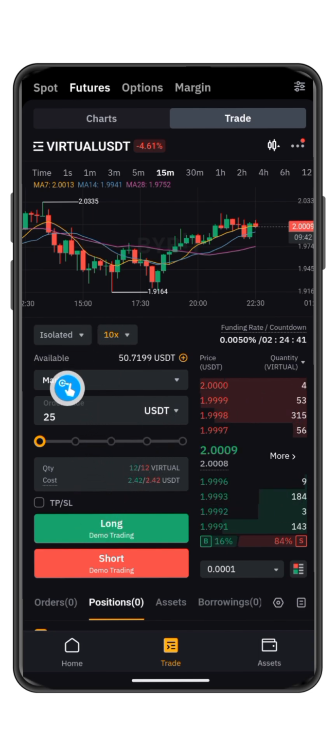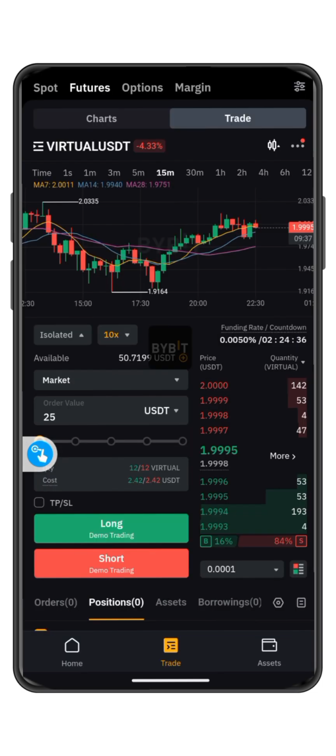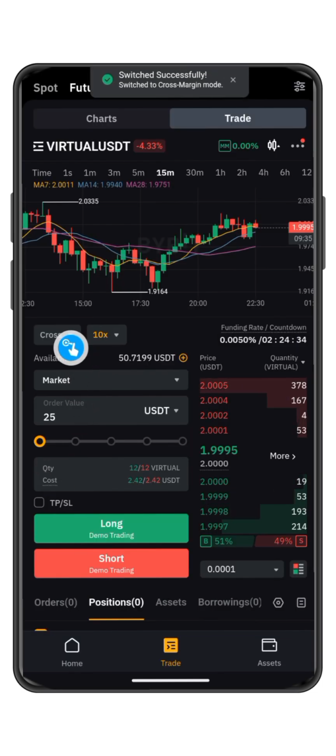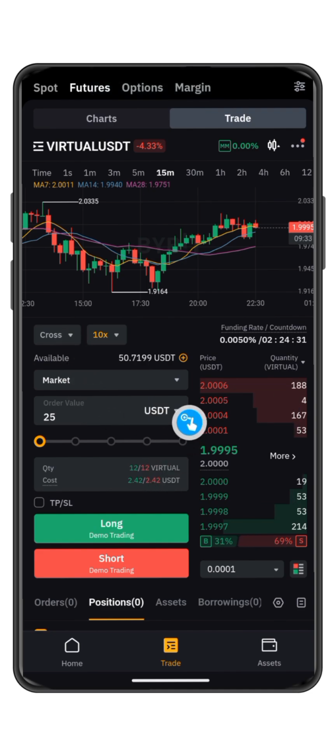But in cross margin mode, your entire balance would be at risk. Even though, let's say we're using 5%, which is 2.5 US dollars, so even though you're using 2.5 US dollars as your margin, your entire account balance is going to be at risk because you are using cross margin mode. That's the difference between the two modes.